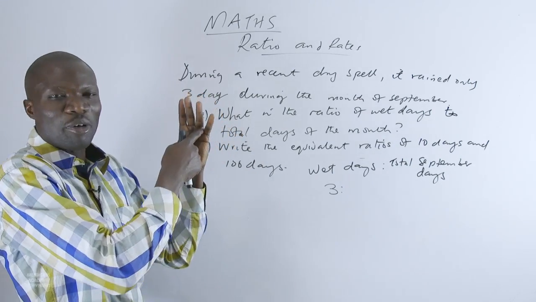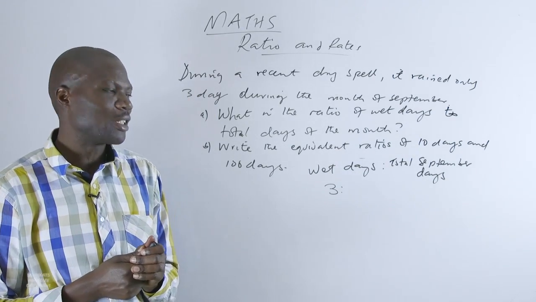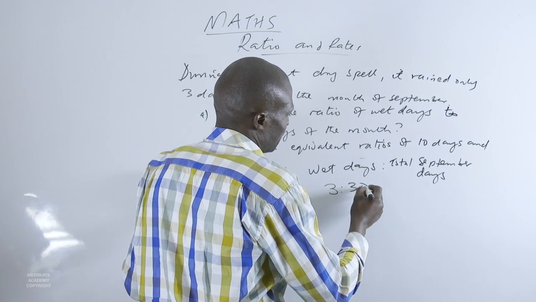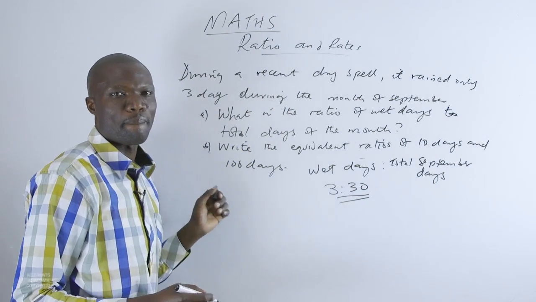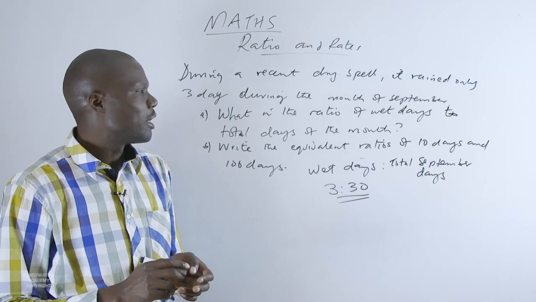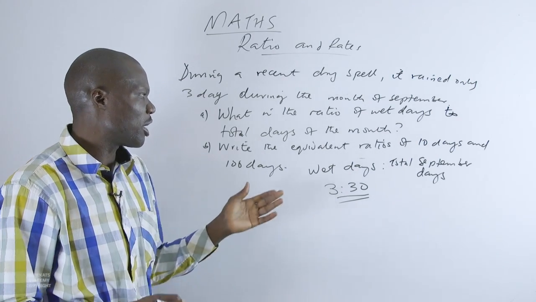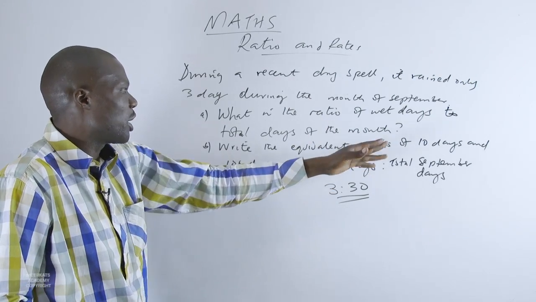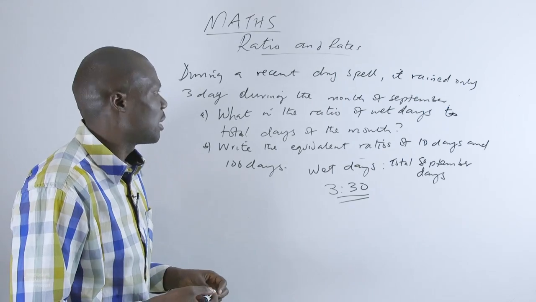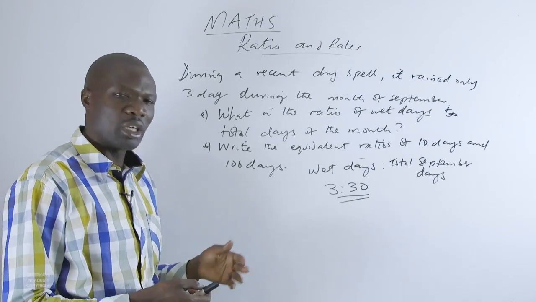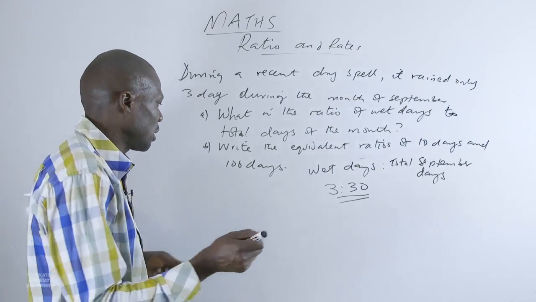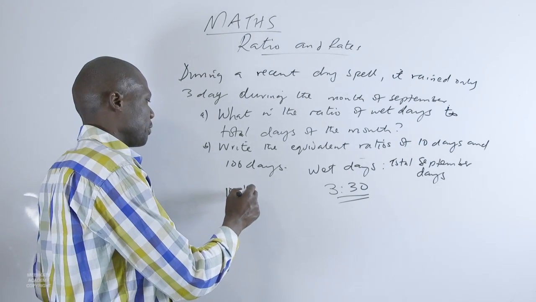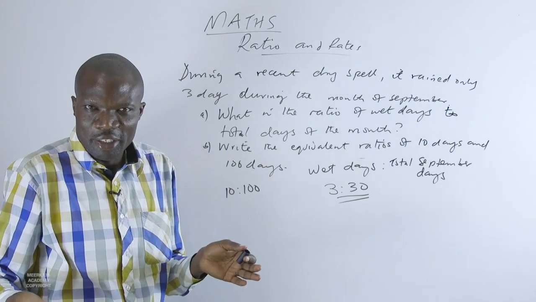So we have seen September falls down here. September has 30 days. So the ratio will be 3 to 30. The second question is asking us to write equivalent ratios. There are many ratios. Equivalent ratios of 10 days to 100 days. So 10 days, that is 10 to 100 days. There are so many.